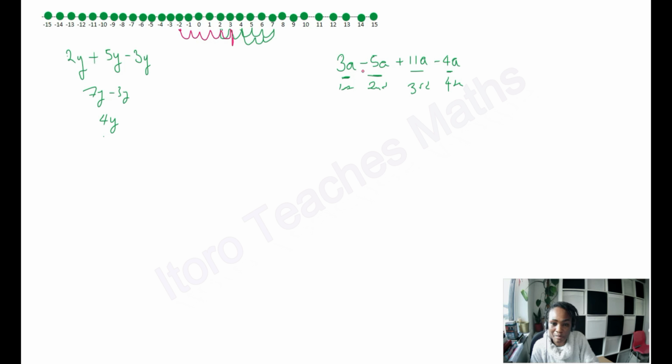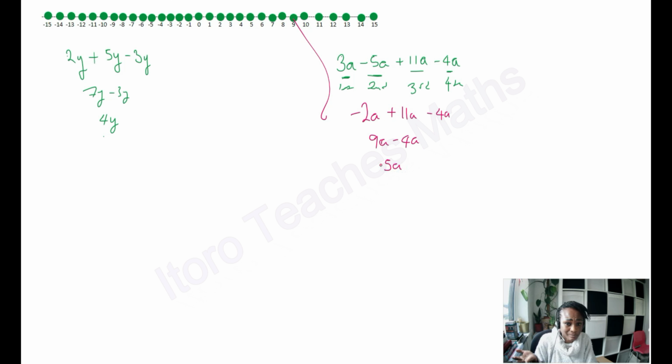So 3a minus 5a is minus 2a, and then we add on 11a and take away 4a. So now we're at minus 2, we're going to add on 11. That means we hop 11 to the right. So we can start here and go 11. 1, 2, 3, 4, 5, 6, 7, 8, 9, 10, 11. So minus 2a plus 11a is 9a minus 4a. 9 minus 4 is 5a.